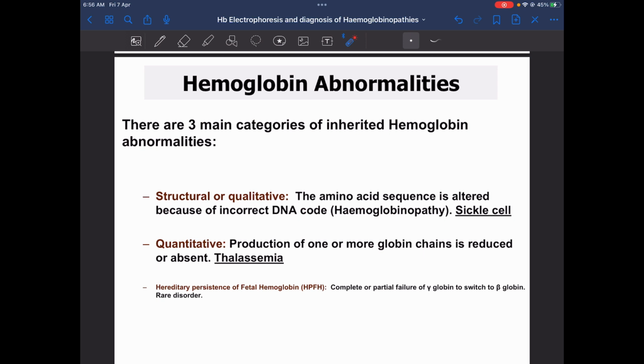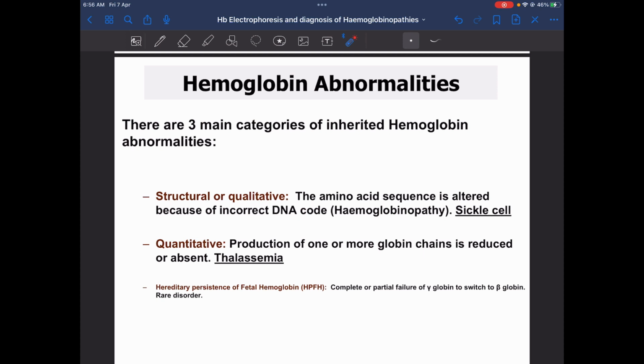Lastly, we have hereditary persistence of fetal hemoglobin. Now, this is a very rare disorder, and it's benign. It's usually asymptomatic, and an individual will live normally for their lives. It's basically when the gamma globin, remember how we talked about the gamma globin in HbF? So that gamma globin does not make the switch to beta globin. So the hemoglobin F does not turn into hemoglobin A. And usually it's, again, like I mentioned earlier, it's usually asymptomatic. It's usually not going to present as a life-threatening entity or anything.